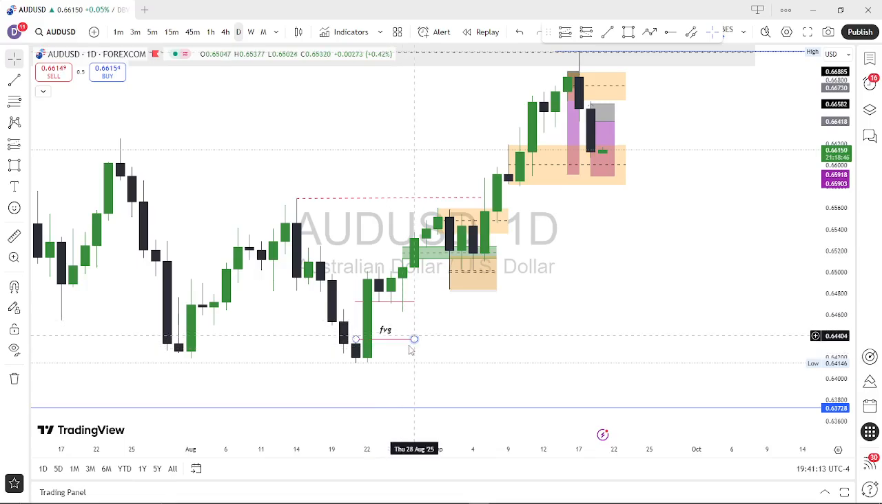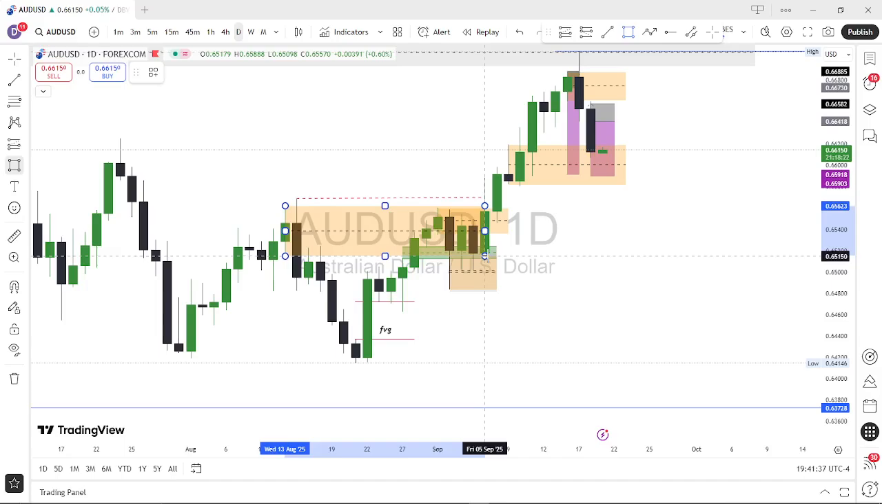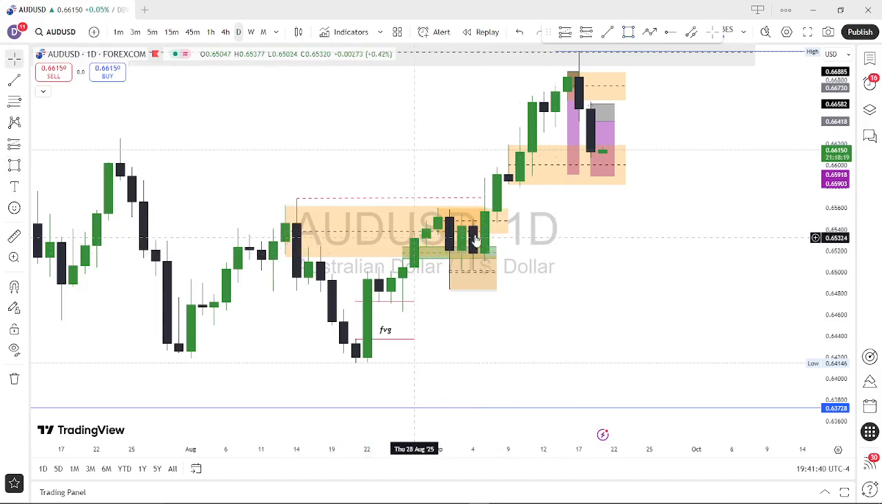So fair value gap seen, market tapped right into it, gave us a bullish move going to the upside. Now market saw this OB around here, tried to respect it, but not for long. Respected it, but not for long, due to the fact that there is another order block sitting right here. In fact, three for that matter.